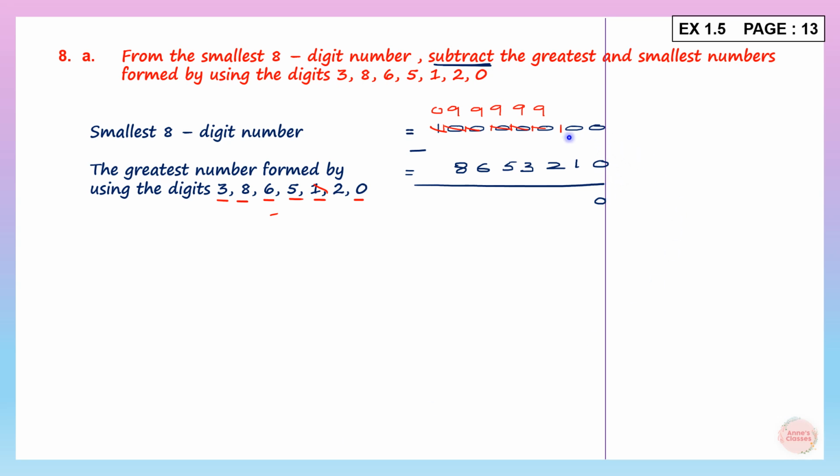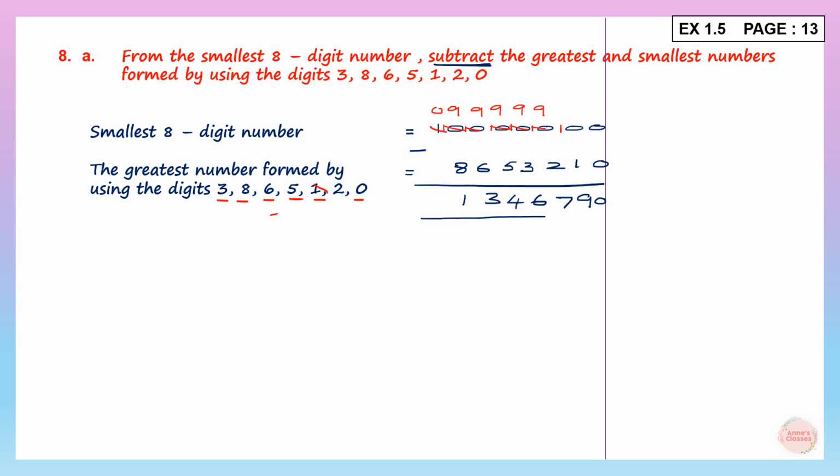So here 10 minus 1 is 9. Next one, 9 minus 2 is 7. Then 9 minus 3 is 6. Then the next one, 9 minus 5 is 4. Next one, 9 minus 6 is 3. Then we have 9 minus 8, which is 1.